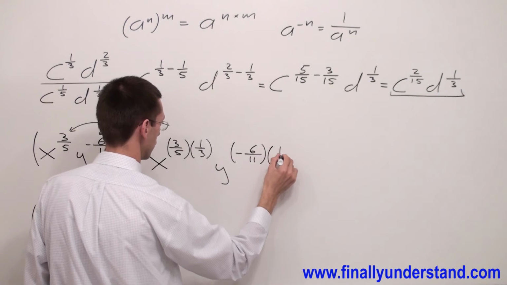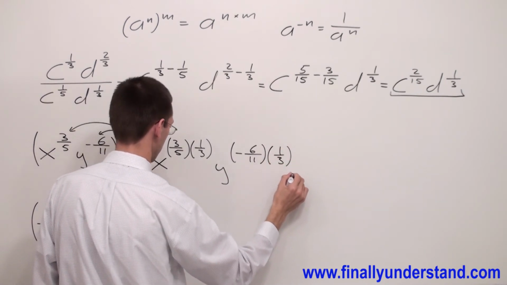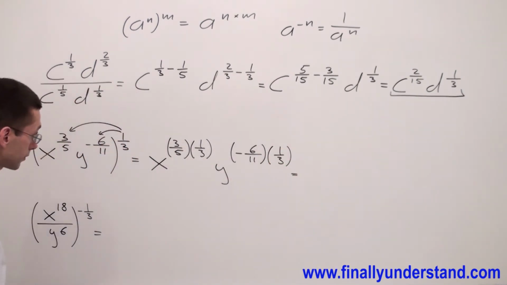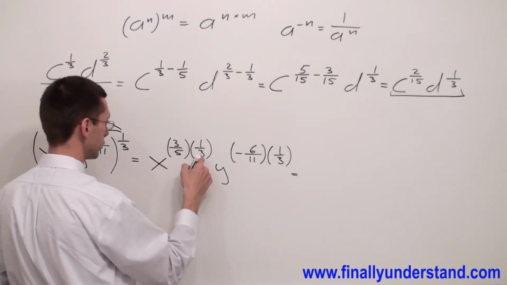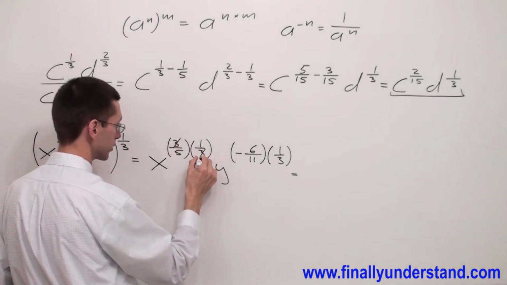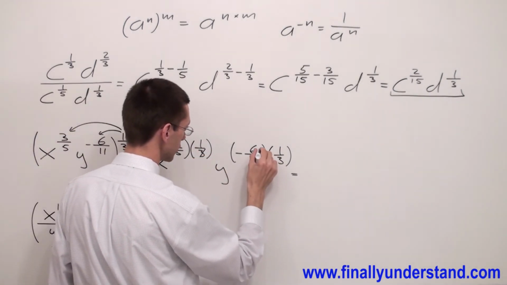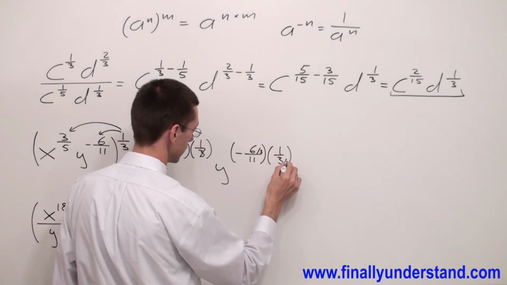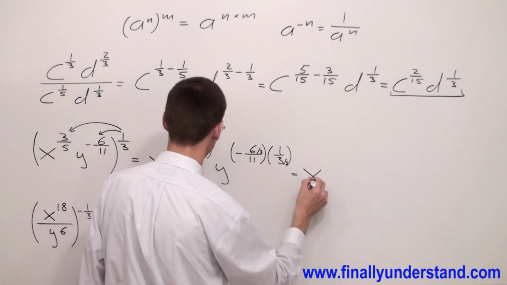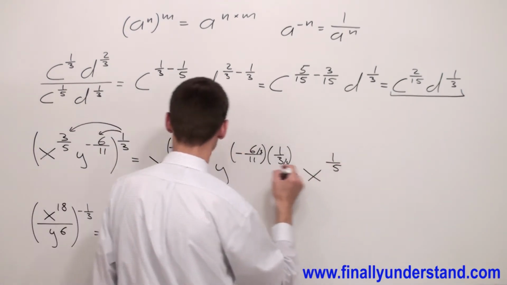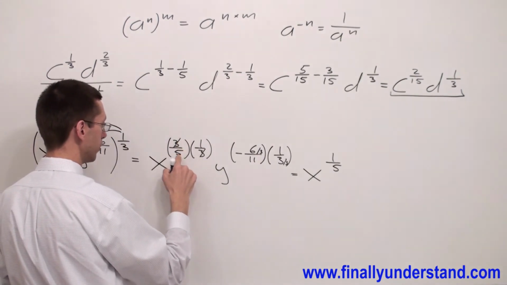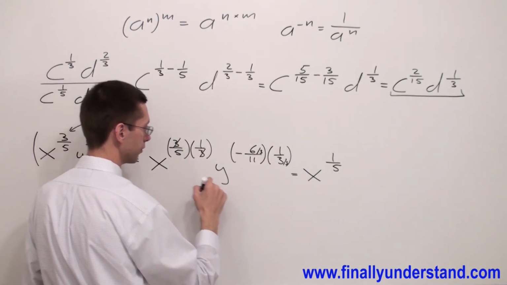Remember, anytime you multiply fractions, you're supposed to check if you can reduce any denominator with any numerator first. So I have 3 and 3. These 3's are going to cancel out. And I have 6 and 3. 6 is divisible by 3, and 3 is divisible by 3. That's why I'm going to have x to the 1/5, because this is going to be my 1. 1 times 1 is 1. 5 times 1 is going to give me 5.